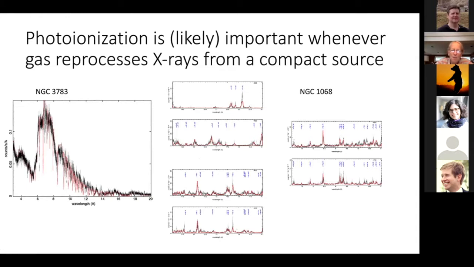So photoionization, I don't think has been talked about yet in this conference in any detail, but it's likely to be important whenever you have a strong source of X-rays or ionizing radiation and gas nearby, which absorbs and reprocesses the X-rays and makes spectra that we see. And we've gotten some beautiful spectra from the Chandra HETG and XMM gratings as well. And we hope to have some more beautiful spectra from CRISM in the not too distant future.